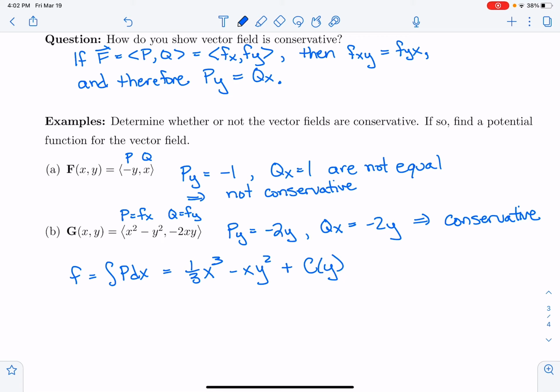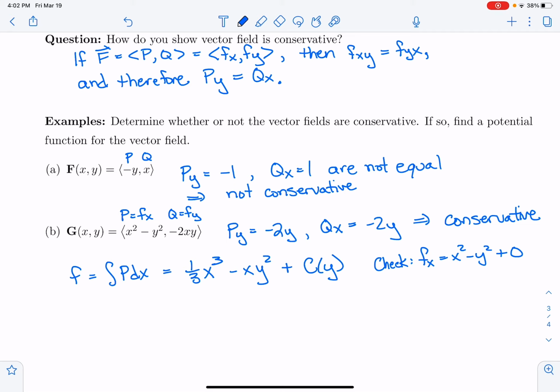And the reason for that is that if I take the derivative of f with respect to x, if I check, the derivative of f with respect to x is going to be x squared minus y squared. And then if I take the derivative of any function of y with respect to x, I will get 0.